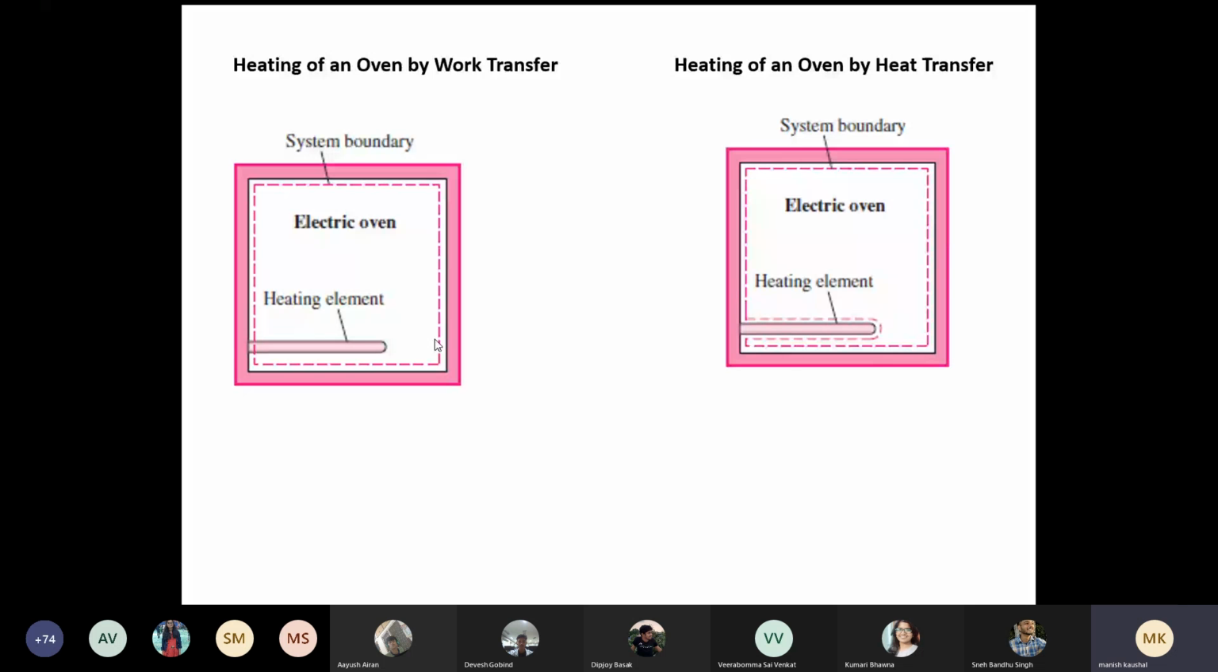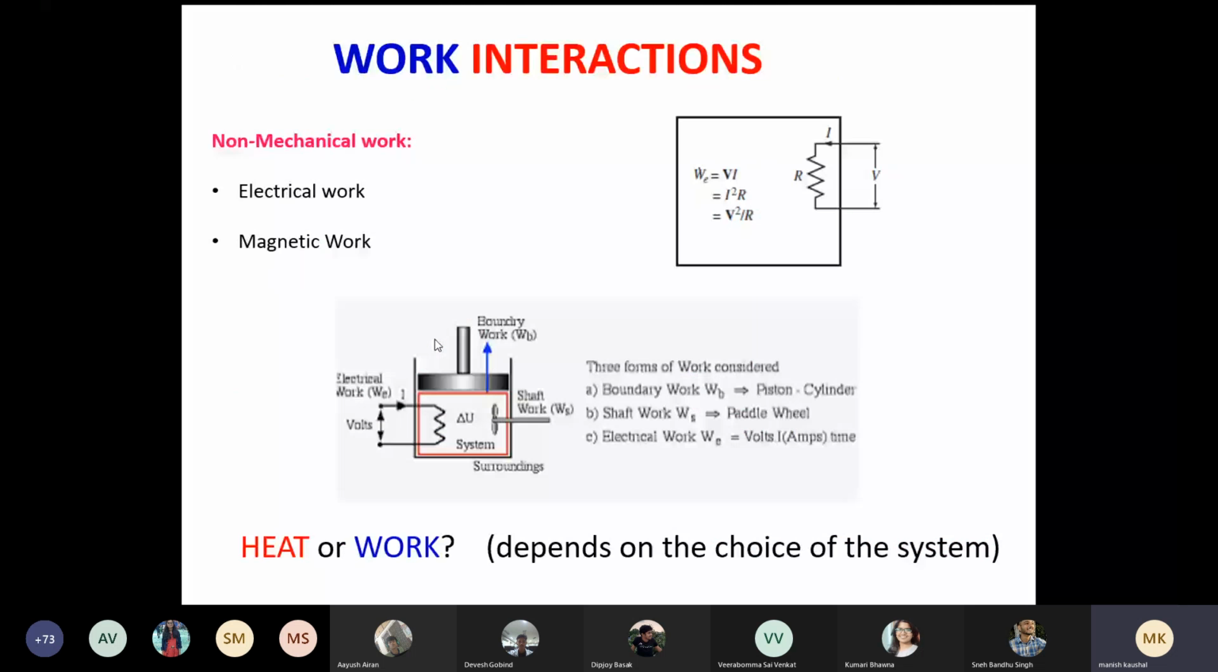Okay, let's go back. I have something more to tell. Heat and work depend on the choice of the system. And the best way is that don't think from the work point of view, whether it is work or not. Think from the heat point of view, whether it is a heat interaction or not. If it is not a heat interaction, without any doubt, you say it is a work interaction, whether you are convinced or not.